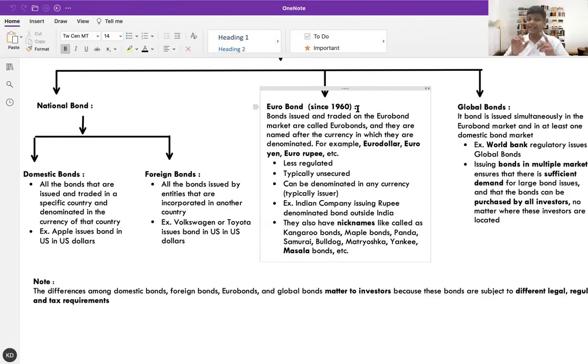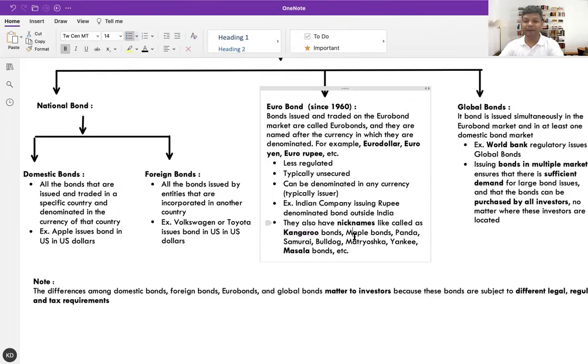So anyway, Indian bonds issued outside India in rupees are called masala bonds. In the same way, can you tell me what kangaroo bonds are? Australia. And these are all real names, not my home-cooked names. Kangaroo bonds are Australian bonds issued outside Australia.